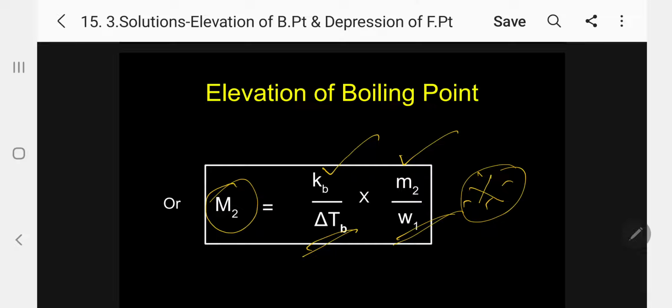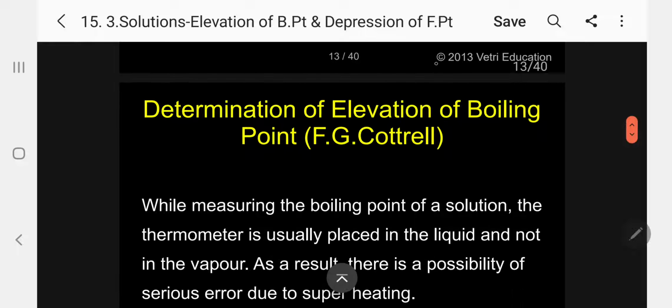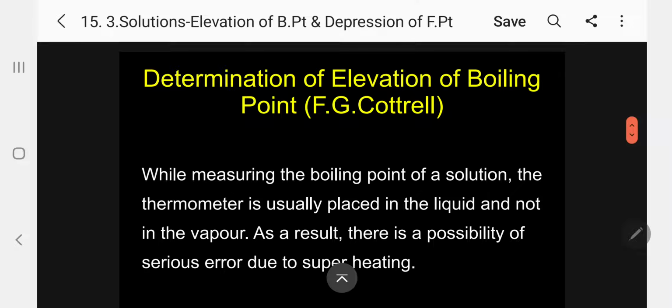Suppose we are taking water, Kb is known; we take a known amount of solute and a known amount of solvent, W1, so everything is known. Delta Tb we have to measure. After measuring delta Tb, substitute in this equation, and we can determine the molecular weight of the given unknown non-volatile solute. So let me go on now. How to measure delta Tb? Kindly follow. Delta Tb can be measured with the help of the Cottrell method.